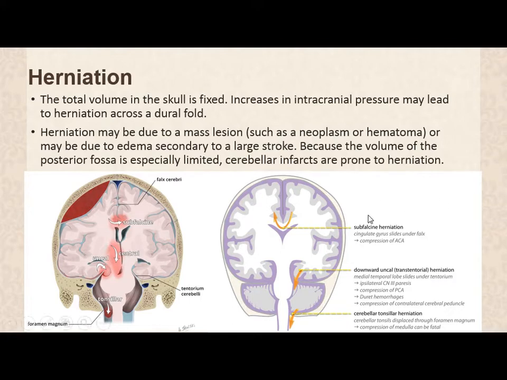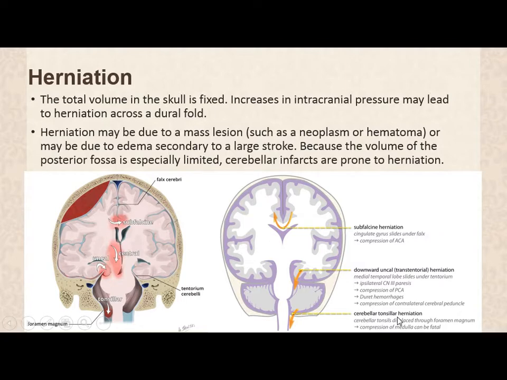For example, in the subfalcine herniation, it will cause compression of the anterior cerebral artery, because it will be compressed against the falx here. If there is downward or uncal or transtentorial herniation, it will cause ipsilateral third cranial nerve paresis, compression of the PCA, Duret hemorrhages, we will talk about that later, and compression of the contralateral cerebral peduncle.